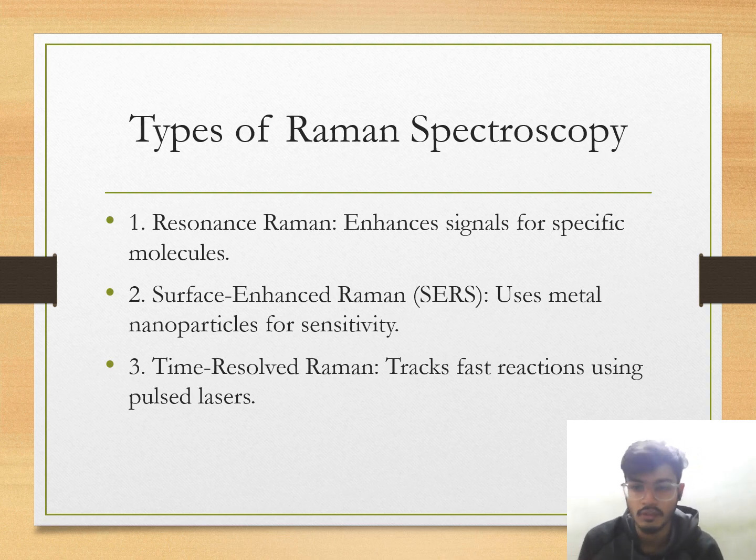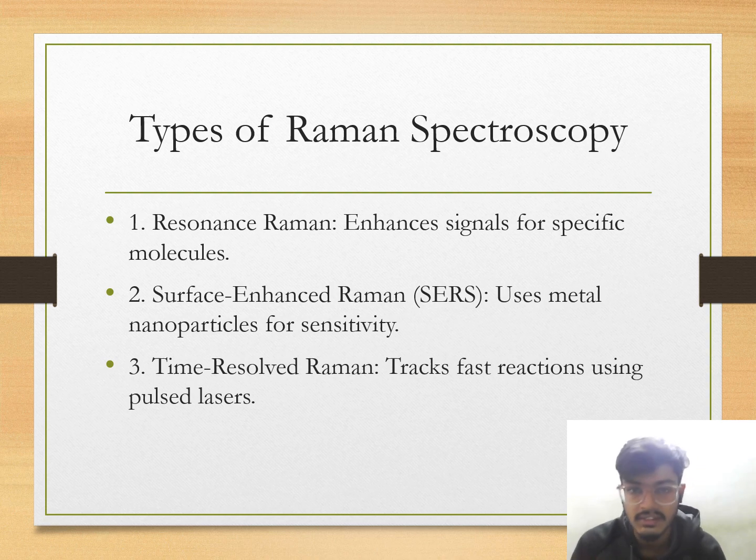Basically there are so many types of Raman spectroscopy, but we will discuss some of the main types. The first is resonance Raman, which enhances the signals for specific molecules. Basically, it uses a laser wavelength close to an electronic absorption band of the molecule, and it enhances the Raman signal by several orders of magnitude, and it is useful for studying chromophores, pigments, and biological molecules.